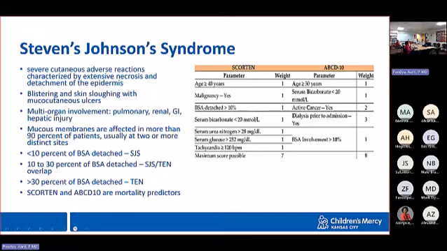If there's less than 10% of your body surface area that's detached, that's SJS. 10 to 30% can be an overlap of SJS-TEN, and then when it's greater than 30% it's TEN. SCORTEN and ABCD-10 are mortality predictors, so you can see these evaluation systems and scoring systems here. They don't necessarily help you with the actual diagnosis of the reaction. So that's assuming that you have a clear diagnosis, and then you're using this as a mortality predictor.